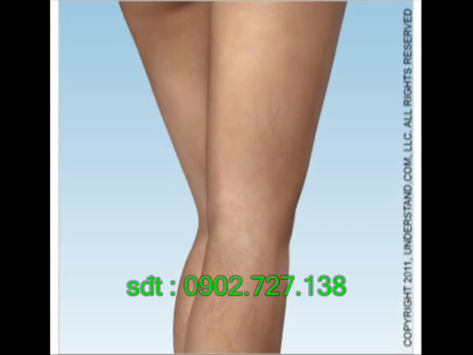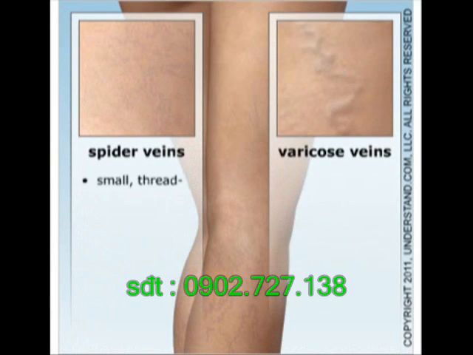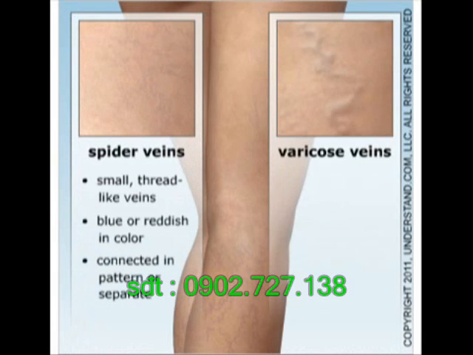Although they have similar causes, spider veins and varicose veins are not the same. Spider veins are generally small thread-like veins with a blue or reddish color that appear beneath the skin's surface. These veins can have a characteristic circular pattern similar to a spider's web, or can be independent of other veins.